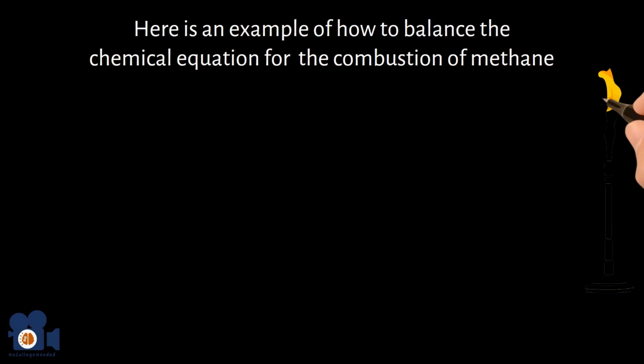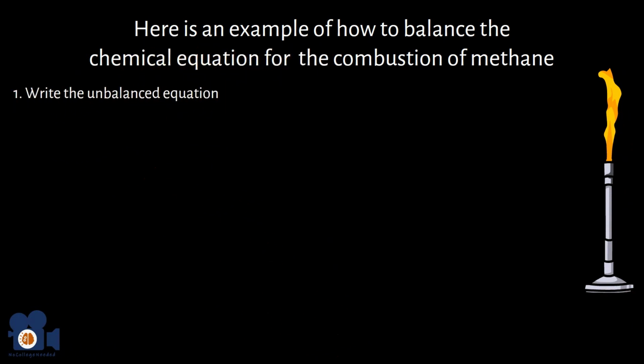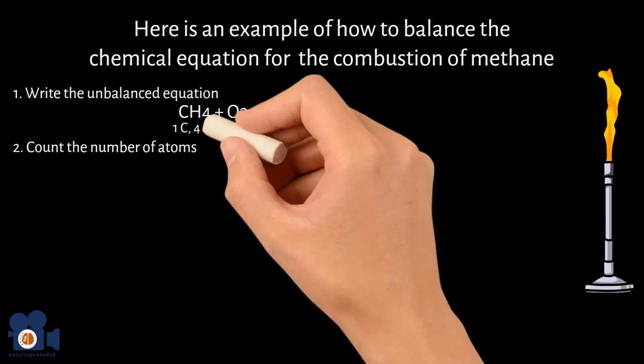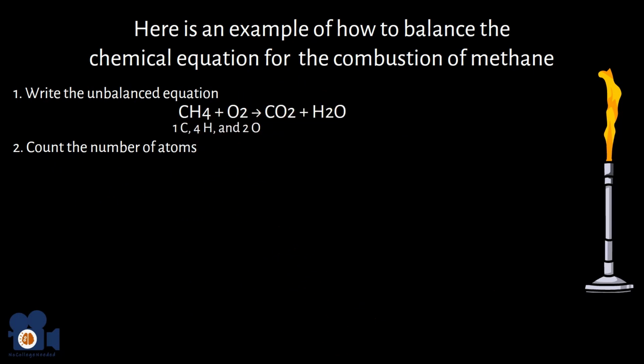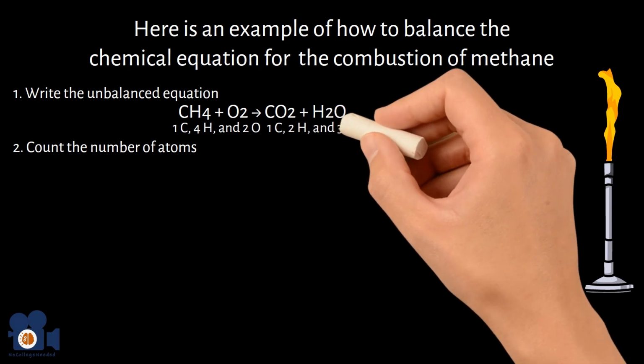CH4 plus O2 yields CO2 plus H2O. 1. Write the unbalanced equation. CH4 plus O2 yields CO2 plus H2O. 2. Count the number of atoms. On the left side, there is 1 carbon atom, 4 hydrogen atoms, and 2 oxygen atoms. On the right side, there is 1 carbon atom, 2 hydrogen atoms, and 3 oxygen atoms.